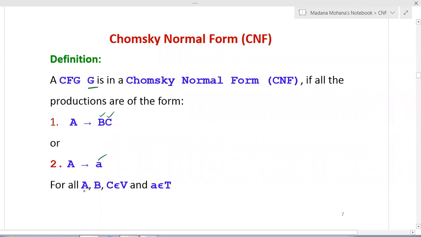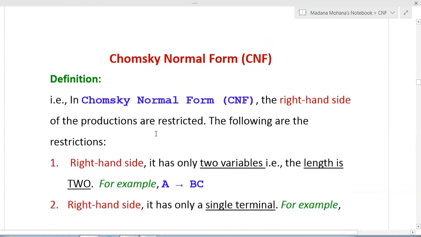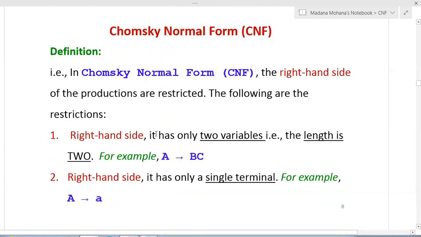In these two forms, the uppercase letters A, B, C are the variables, so they belong to V. Then the lowercase letter a, which is a terminal, belongs to T. So these are the two forms of a Chomsky normal form. The same definition can be represented in sentential form. That means, what is the meaning of the above definition? That is, in Chomsky normal form, the right hand side of the productions is restricted.